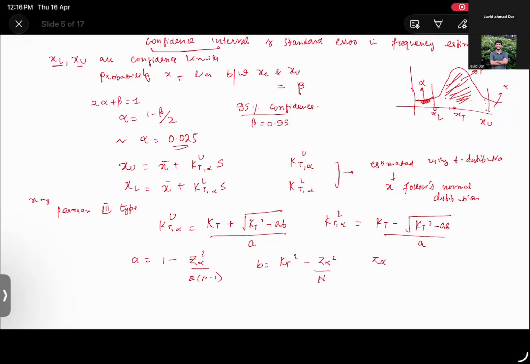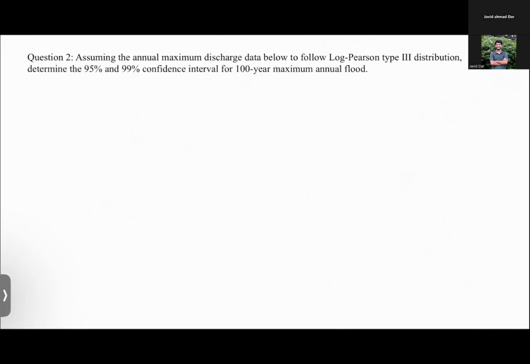So Z alpha is the standard normal variate. We know how to calculate it. Kt is Xt minus x bar upon mu, with exceedance alpha, and N is the sample size. Any doubts till now? If not, then we can do a problem on this.